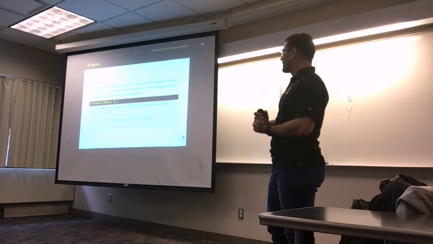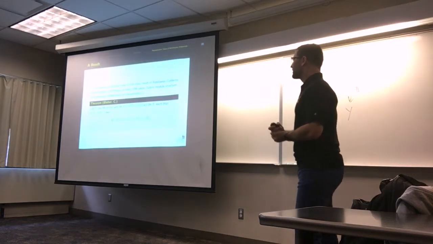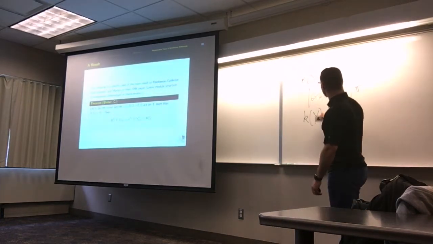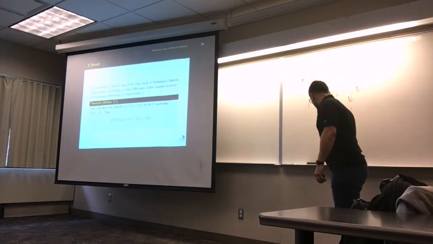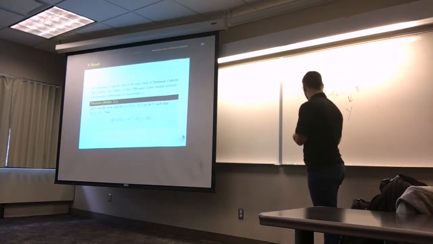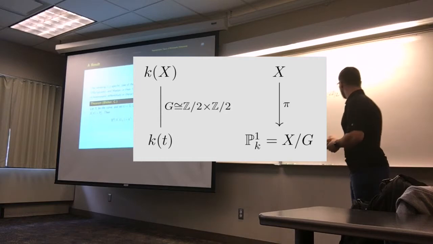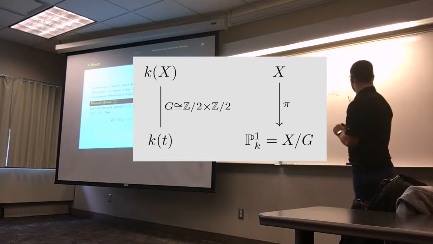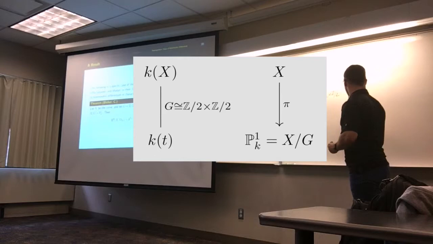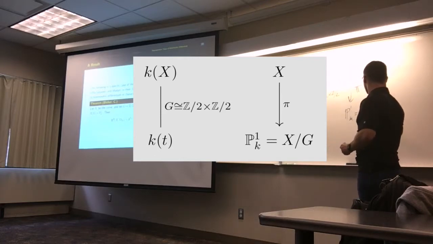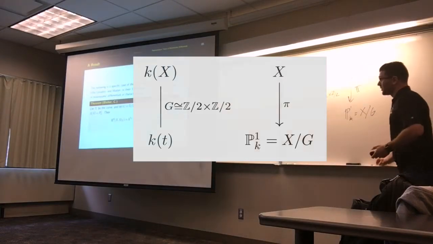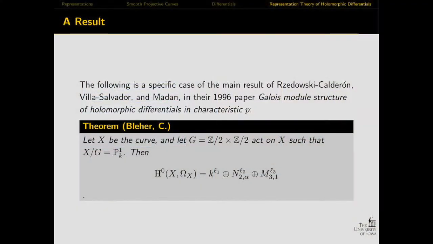So my advisor, Dr. Blair, and myself, we looked at the specific case, and for now, we started off with this extension just being the rational function field, and saw if we could prove the structure of these holomorphic differentials in this case. So now this is just a morphism from X to P1, which is X mod G, and we got these 3 modules showing up, which of course coincides with what they proved here in 1996.